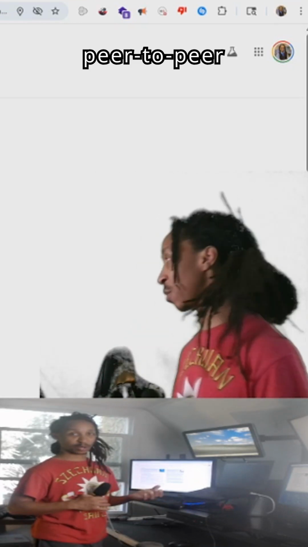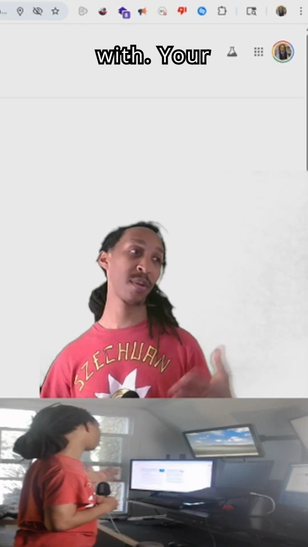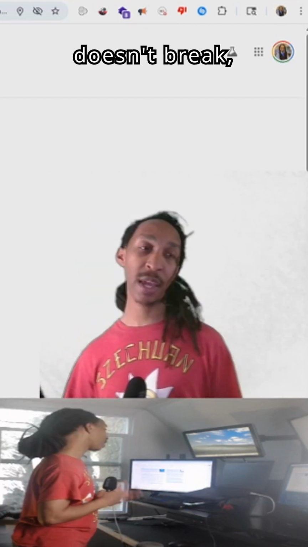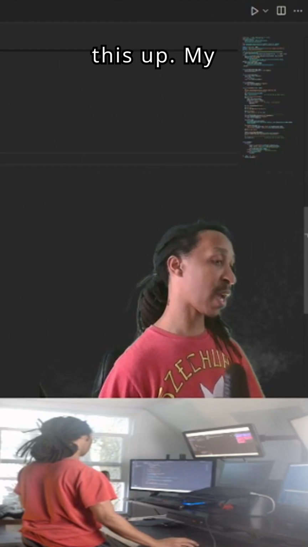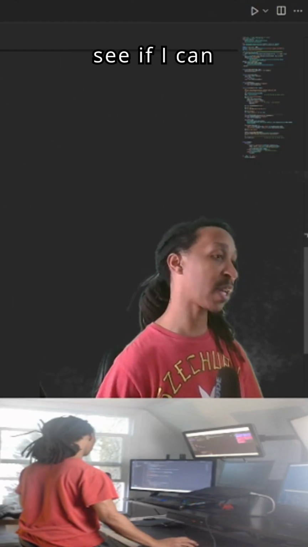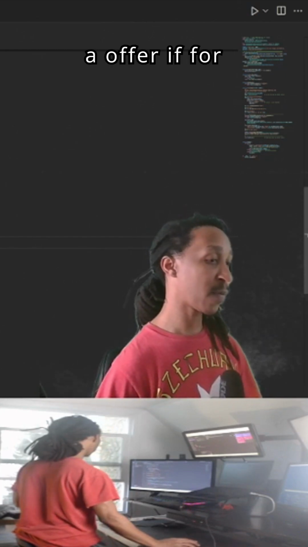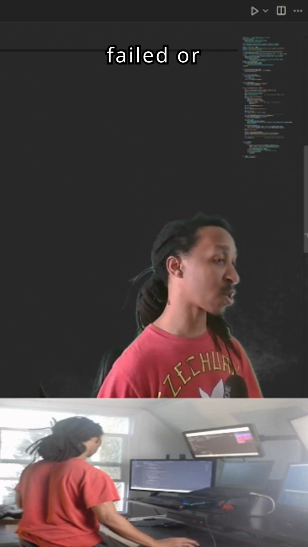So if you're setting up a peer-to-peer network, you will be able to stay connected with your peer just as long as that connection doesn't break. And if it does break, you have to manually set this up again. My idea and goal was to see if I can automate resending out an offer if for any reason the connection state was failed or closed.